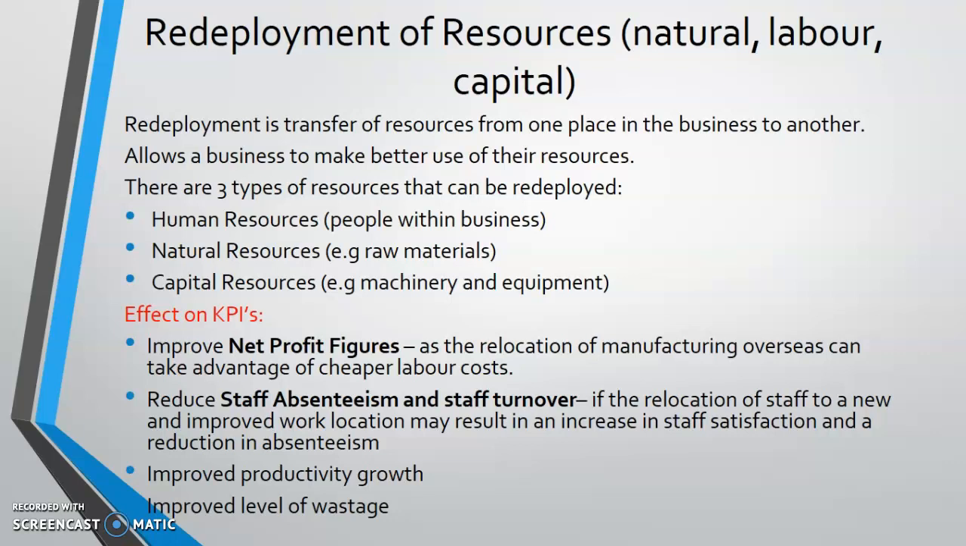Now, redeployment of resources, natural, labor and capital. So these are the main forms of resources that we use. You would have learned this in unit 1, I think. So redeployment is transfer of resources from one place to another. So redeployment means taking some resources from one place to another, allowing businesses to make better use of their resources. Now, the 3 types of resources that we have are human, natural and capital resources, or you can say labor resources.